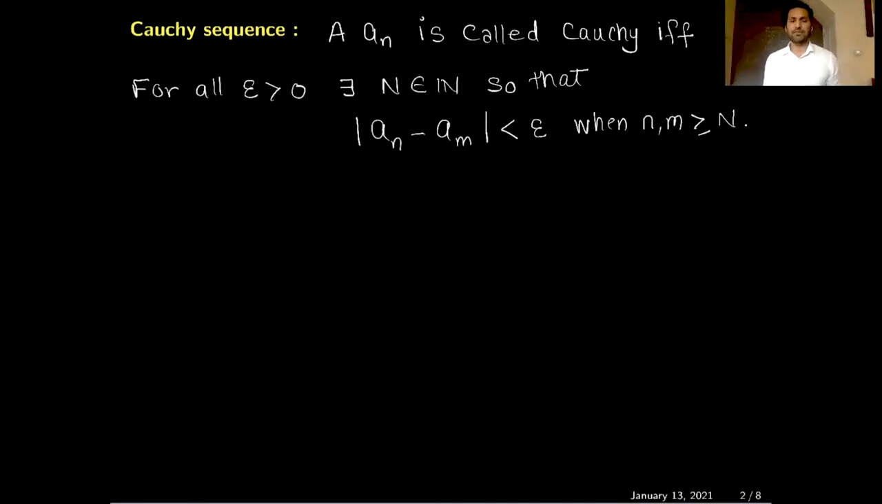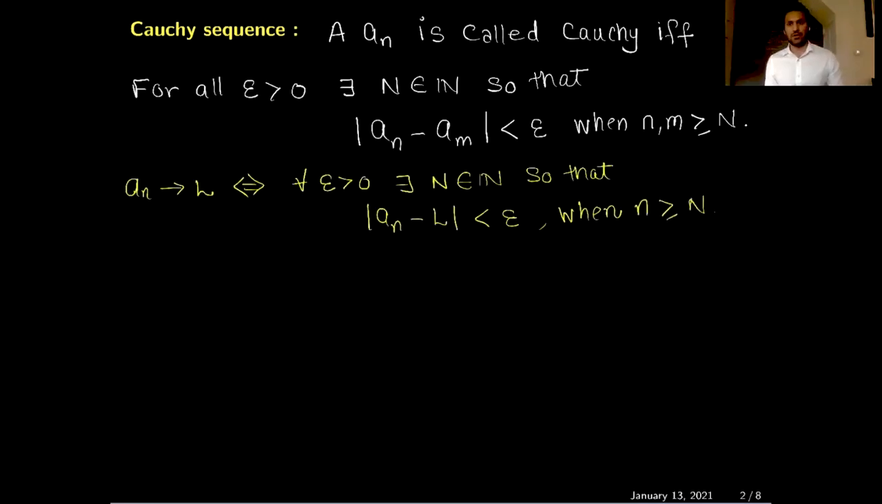Or in other words, a sequence is Cauchy if we can find a natural number N such that when n and m are bigger than or equal to that capital N, the terms of the sequence get really close, or in other words, a_n minus a_m is less than epsilon. Now, this definition looks very similar to the convergent sequence, but there is one really subtle difference between a Cauchy sequence and a convergent sequence. Let me first write down the definition of the convergent sequence, and then I will show you the main difference between these two definitions.